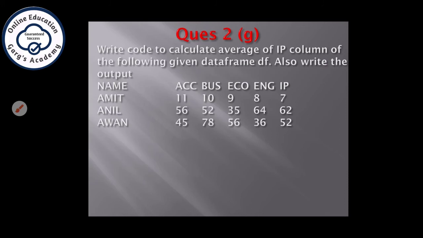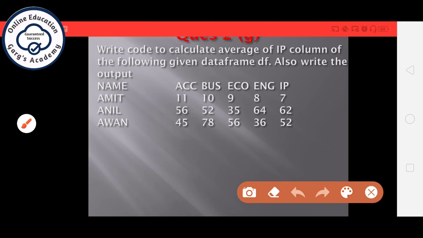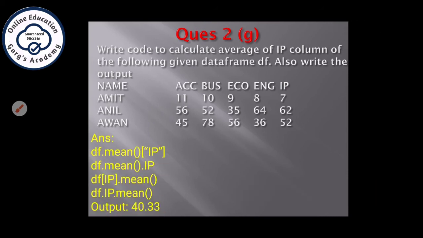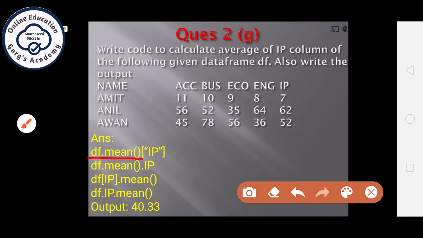Next question. Write code to calculate average of IP column of following given data frame DF. Also write the output. Students, there are 4 possible options to find the average of IP column. How? Let's see. There are 4 options. First, you can find the mean using df dot mean. After finding the mean or average, if you want to display only the result of IP column, you can write in this way. You can also write IP, that is column name, in this way.